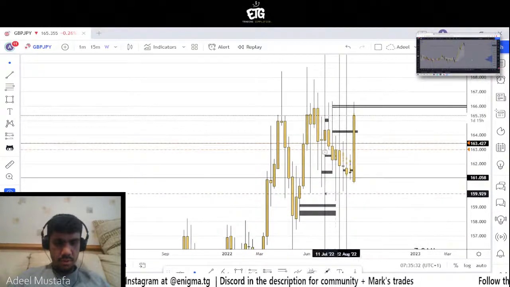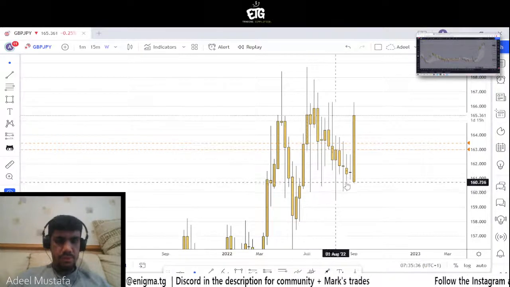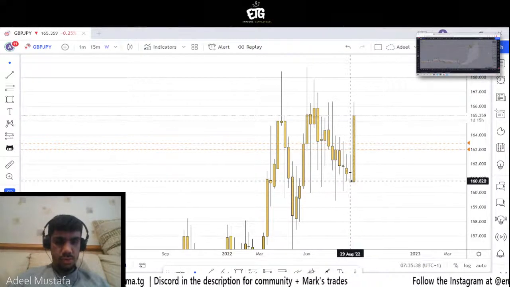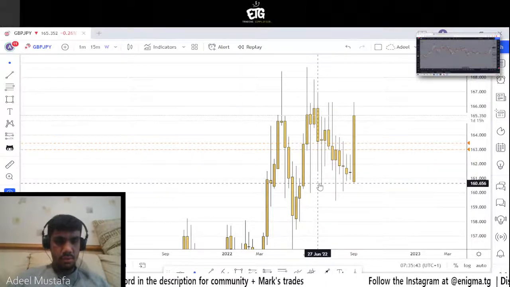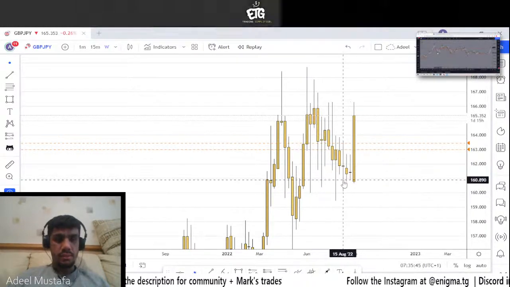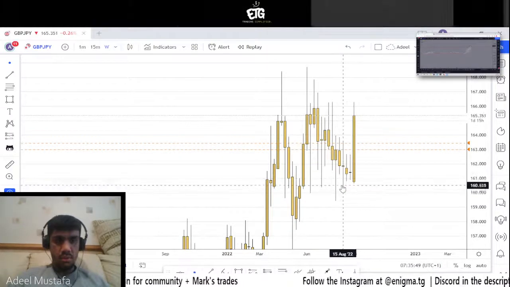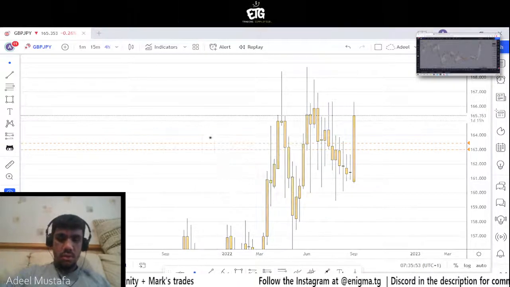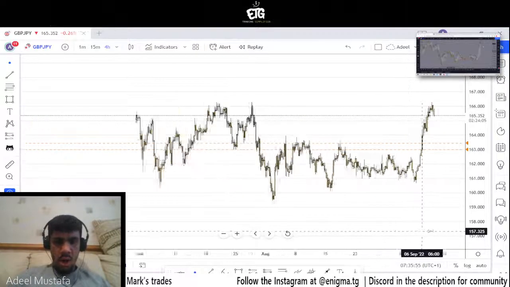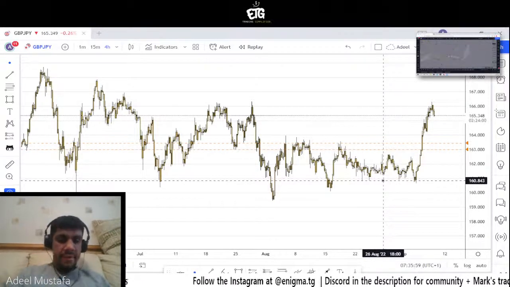Actually, let me turn off this. From 6th of June to literally last week, they were all basically testing that level, 161. Oh no, I'm talking about the 4 hour, 12 hour and stuff like that. It just pushed past it, never retested it. It was consolidating, and it just broke past, no retest, no nothing. 161.